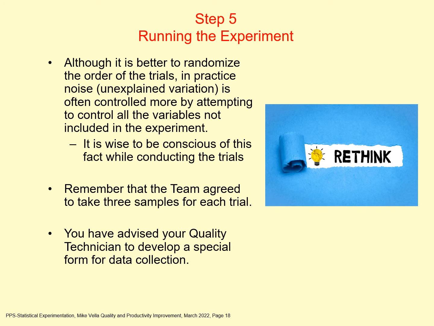Running the experiment. Although we know that it's better to randomize the order of the trials, in practice, noise or unexplained variation is often controlled more by attempting to control all the variables not included in the experiment. So, for example, in this particular cutter example, there may be some lubricant that's applied to the cutting mechanism. You want to make sure that lubricant is running all the time and the oil is clean, that there's not some anomaly creeping into it, or that there wasn't some kind of power surge in the plant, or that the air compressor normally running at 100 psi somehow drifted down to 60 psi. You want to make sure that some crazy factors that could happen during production are accounted for. And if it does happen, it's fine. You just rerun the experiment. You just don't want to end up with some really funky numbers.